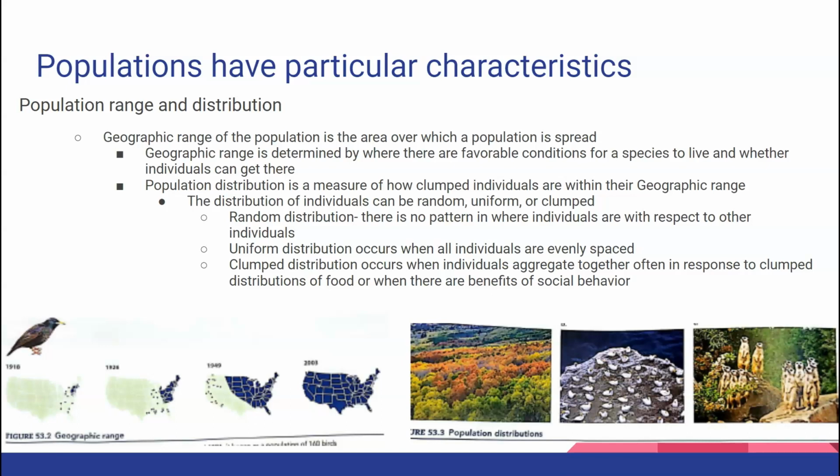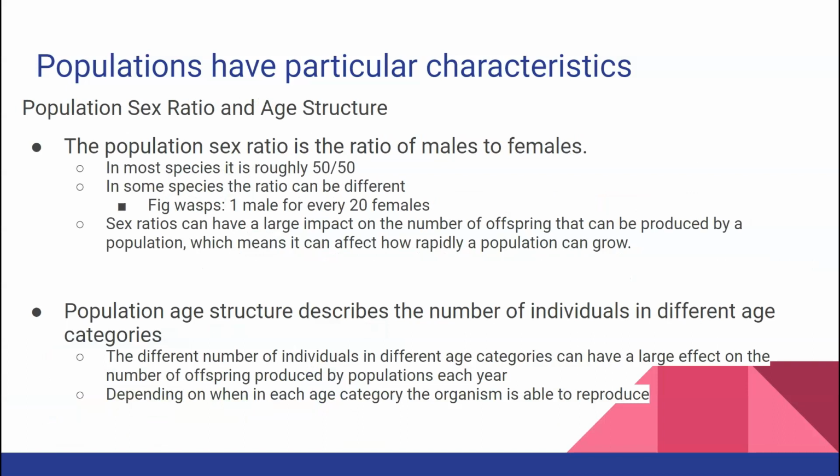So we could see a random distribution where there is no pattern, a uniform distribution where individuals are evenly spaced, or a clumped distribution where individuals aggregate together, often in response to clumped distributions of food, or where there are benefits of social behavior together. We could also see population sex ratios and age structures.